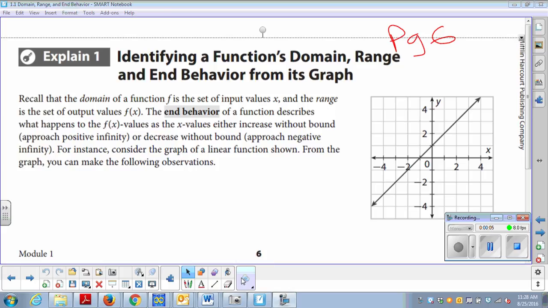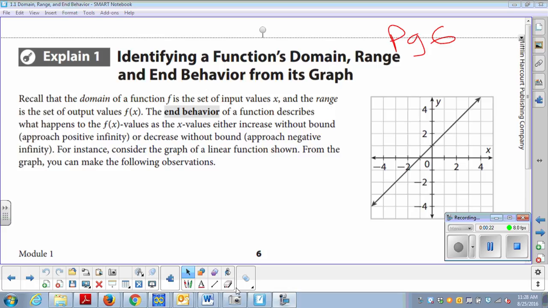Today we're talking about identifying a function's domain, range, and end behavior from its graph. Okay, so before we get into that, I want to really talk about what domain and range are.